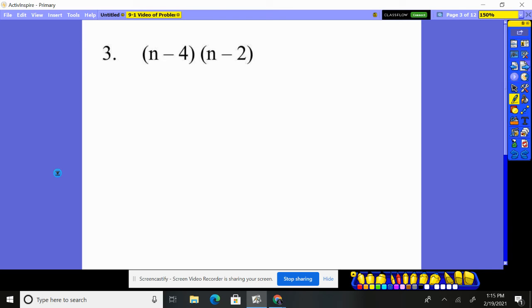Number 3. Same process every time. You're distributing the first piece through to each. So n times n is n squared. N times that 2 is minus 2n.